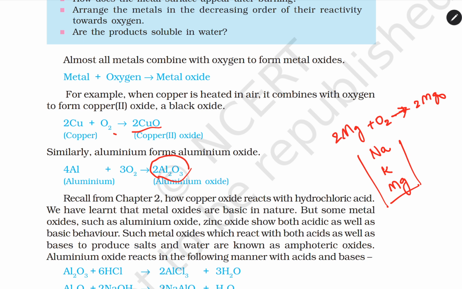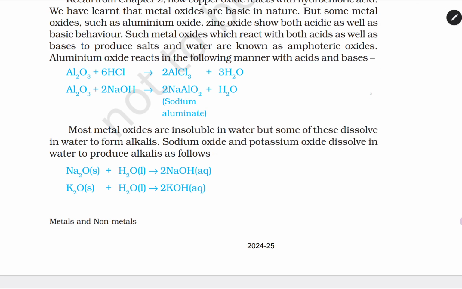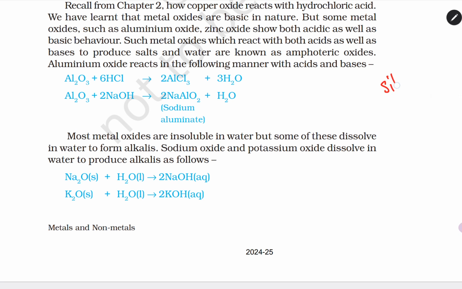Coming to less reactive metals, these are silver, gold and platinum. These are less reactive metals in oxygen, so they do not burn in air or react with oxygen under normal conditions. This makes them ideal for jewelry and electrical components. That's why we use these materials for jewelry making. Due to their stability, they do not react with the oxygen present in the atmosphere.